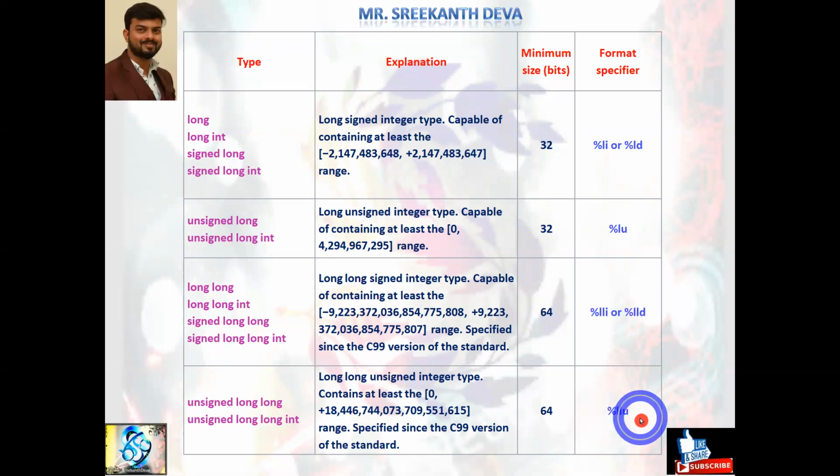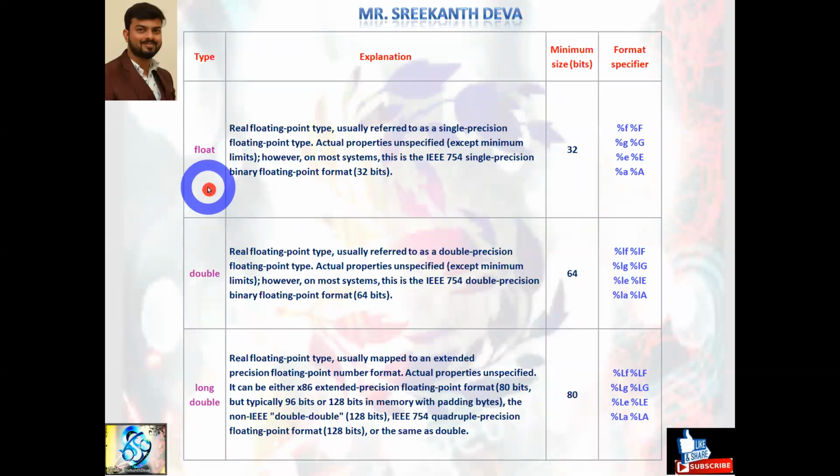Long long type. Next, float data type. The real floating point type, usually referred to as a single precision floating point type. Actual properties unspecified. So this is the range, binary floating point format. It occupies 32 bits. See, these are all the various format specifiers. Generally, we go with what? Percentile f, small f. So this is our representation of the format specifier of what?